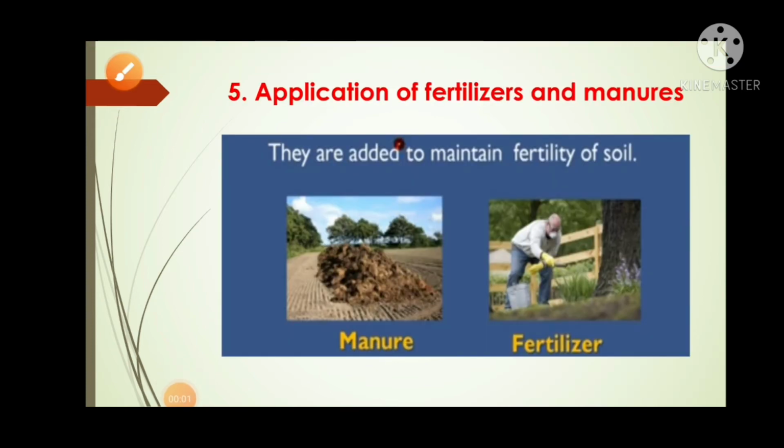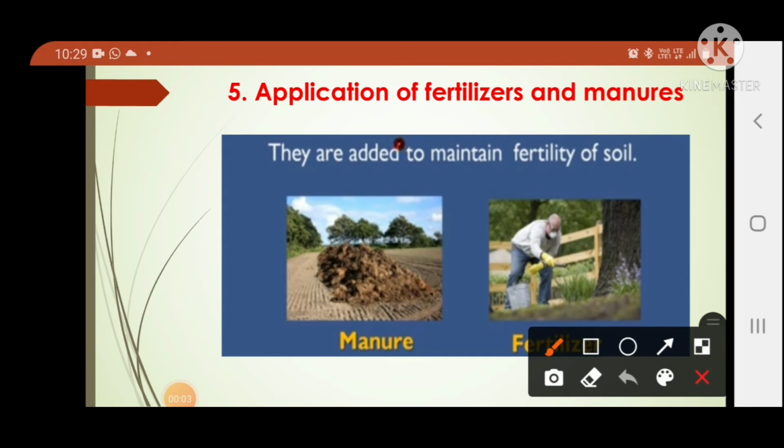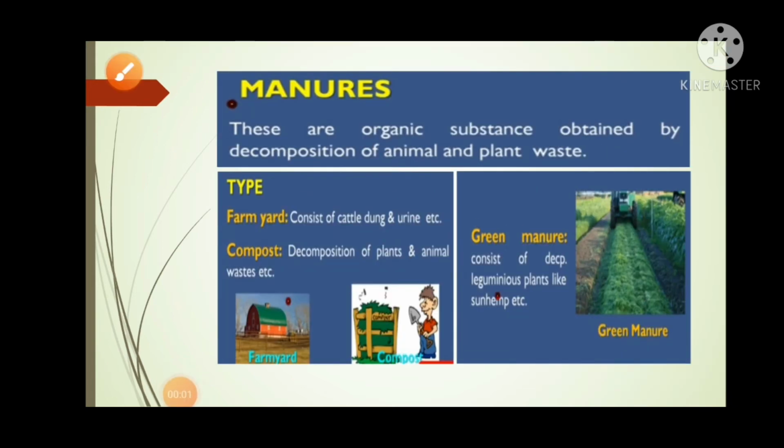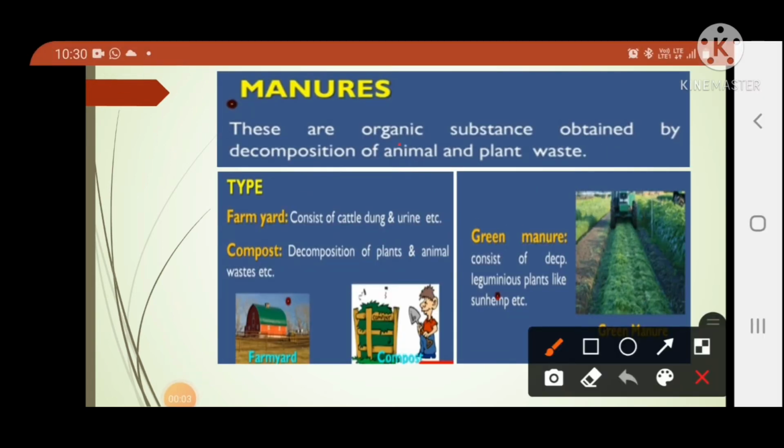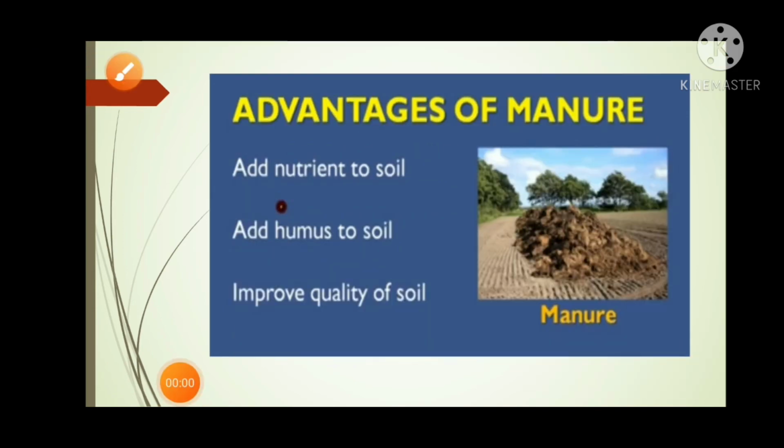After irrigation is done, fertilizer and manures are added to the soil. Manures are the organic substances which are obtained by the decomposition of animal and plant waste. Manures are of three types: farmyard manure, which mainly consists of animal dung, straw, leaves, urine, etc. Compost, that is made from the cattle shed waste and dry leaves. Green manure consists of agricultural waste and leguminous crops.